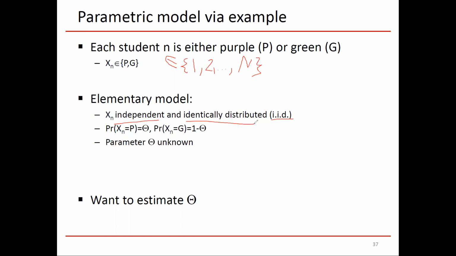Okay, so they may be biased coin tosses, but each of them is the same coin, and multiple tosses of the same coin are independent. So we're going to denote the probability of P, purple, as theta, and the probability of G will be 1 minus theta. Again, the total probability is 1, but the parameter theta is unknown, and we'd like to estimate theta. So how are we going to do this?